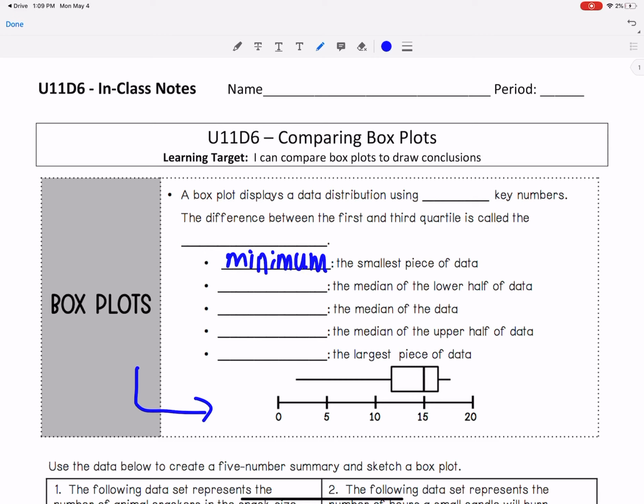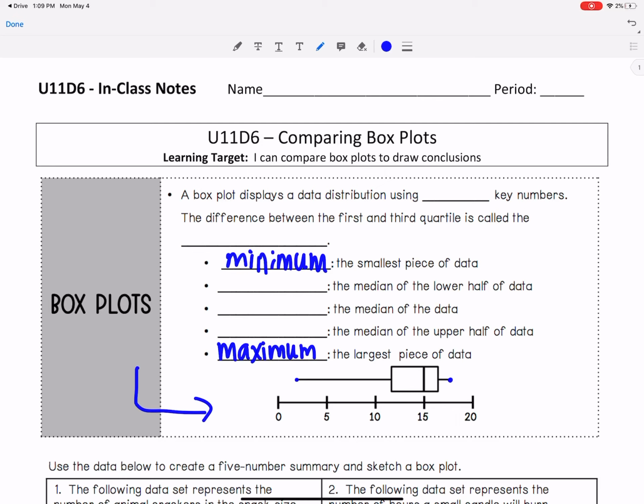I guess I should fill in the beginning first. But the minimum is going to be the smallest piece of data, and the maximum is always going to be the largest piece of data. We also call those the whiskers on your box plot. I'll go back up and fill in the very first space.